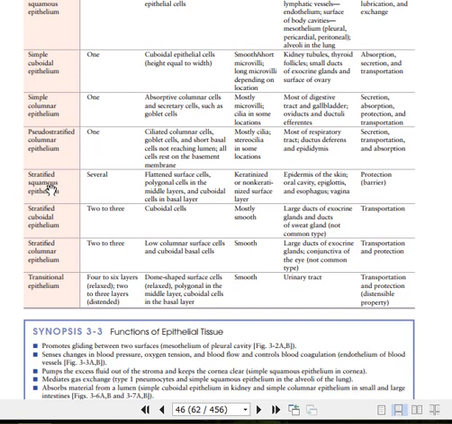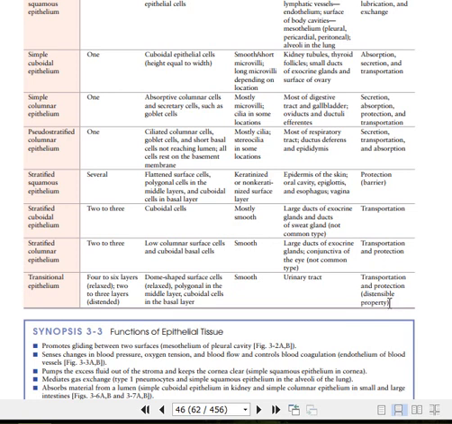Now, stratified squamous epithelium is mostly used for protection. Stratified cuboidal epithelium is mostly used for transport because it's located mostly in ducts. Stratified columnar epithelium is mostly used for transport and protection. Protection for the eye, transport for the large ducts. Transitional epithelium is mostly used for transport in the urinary tract and also for protection against distension, because it has the property of distensibility.